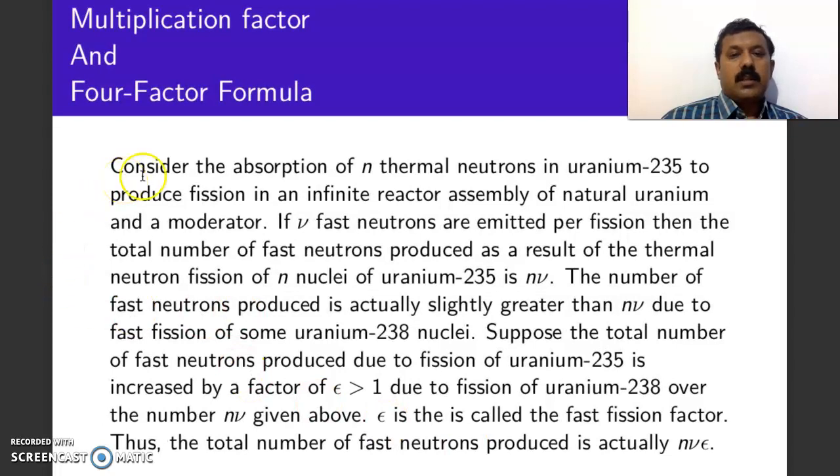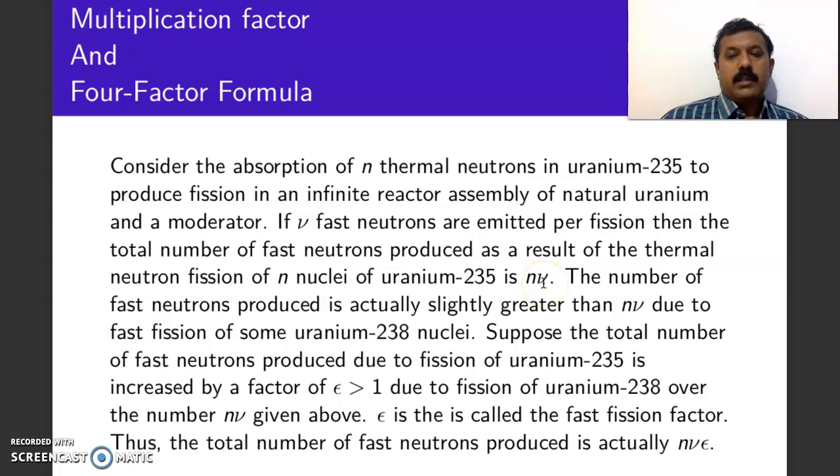Now, if we consider the absorption of n thermal neutrons by uranium-235 to produce fission, then say it produces new fast neutrons, fresh neutrons, and the total number of fast neutrons that will be available now will be equal to the product of n into nu. N number of thermal neutrons are incident on uranium-235, and there will be n fissions, and each fission produces nu fresh neutrons. Therefore, the total number of fast neutrons will be equal to n into nu.